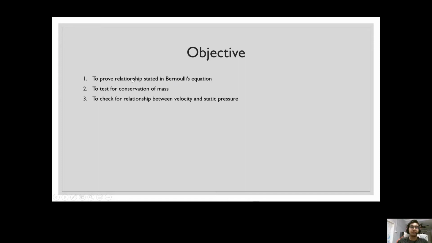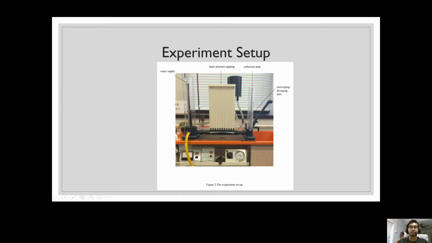The objectives of this experiment are: one, to prove the relationship stated in Bernoulli's equation; two, to test for conservation of mass; and three, to check for the relationship between velocity and static pressure.